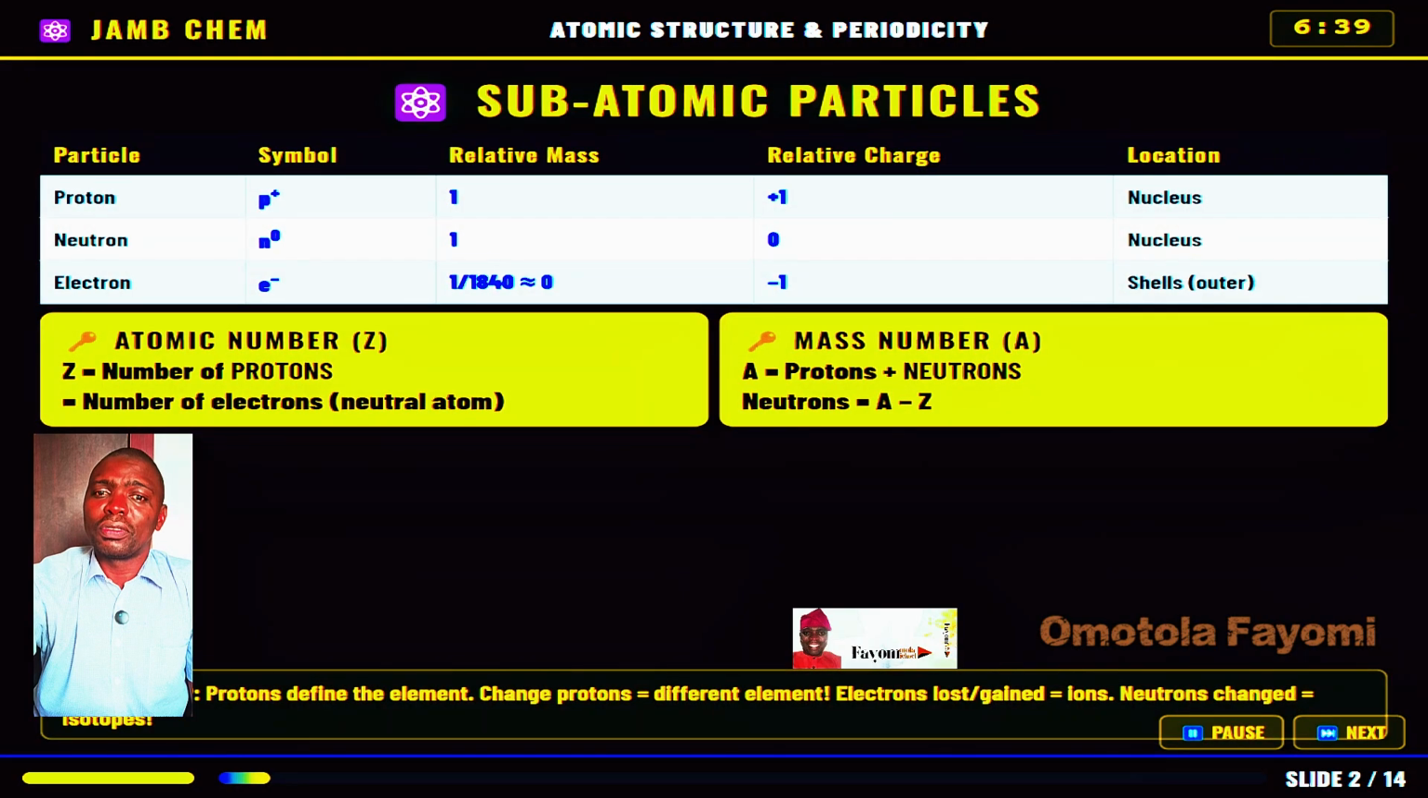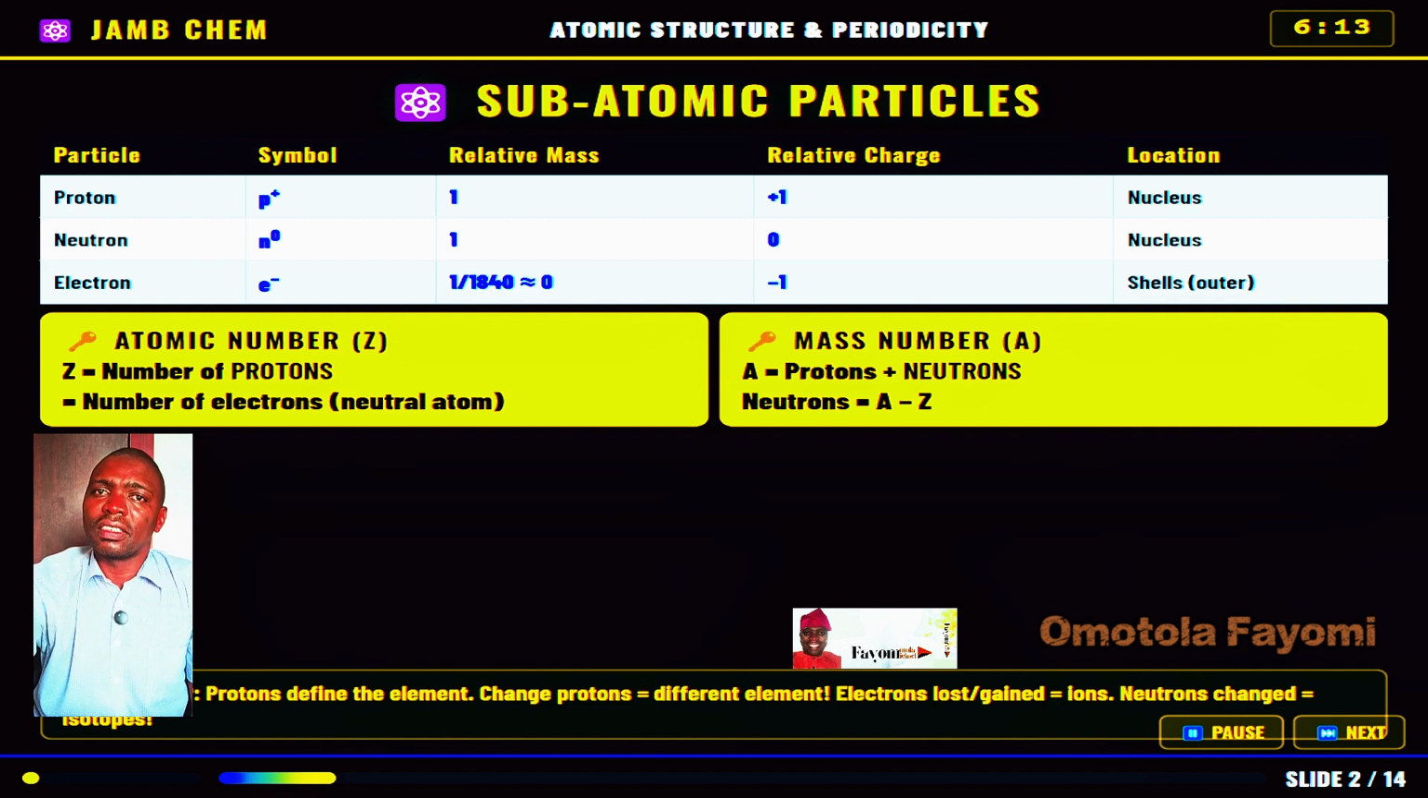Every atom is built from three subatomic particles. Protons carry a positive charge, mass of 1, and live in the nucleus. Neutrons have no charge, mass of 1, and also sit in the nucleus. Electrons are negative, almost massless, just 1 over 1840 of the proton mass, and orbit the nucleus in shells. Now, two critical definitions JAMB tests every year.